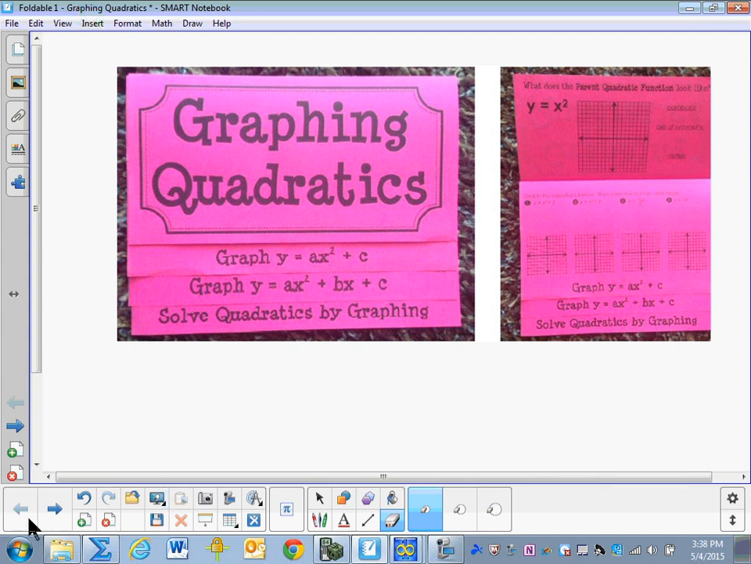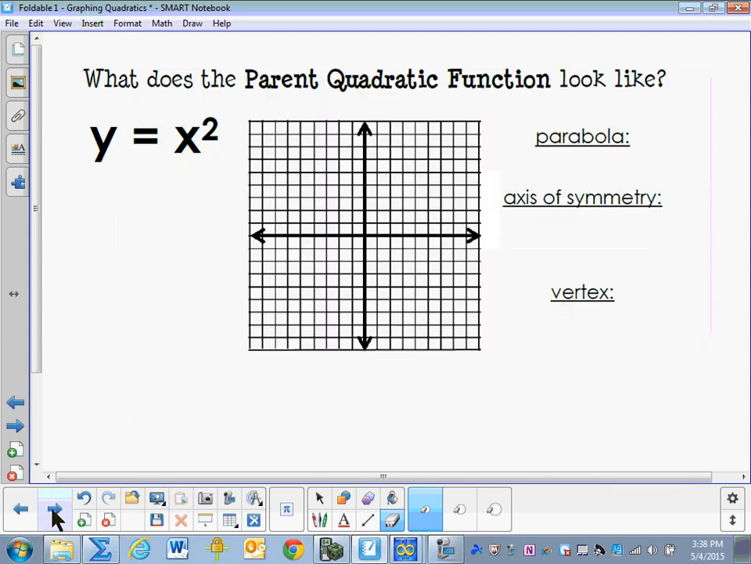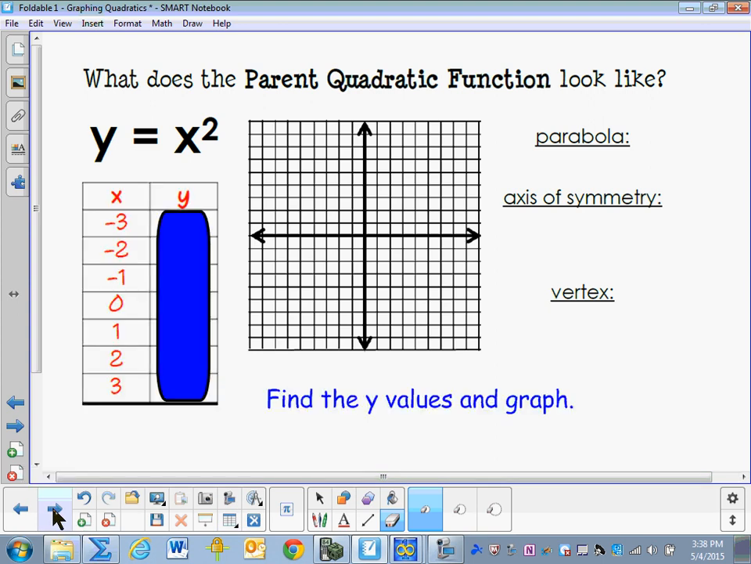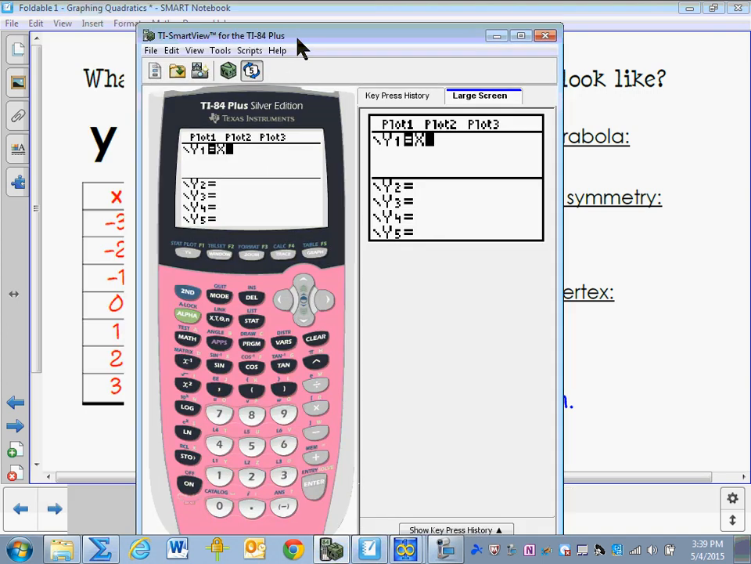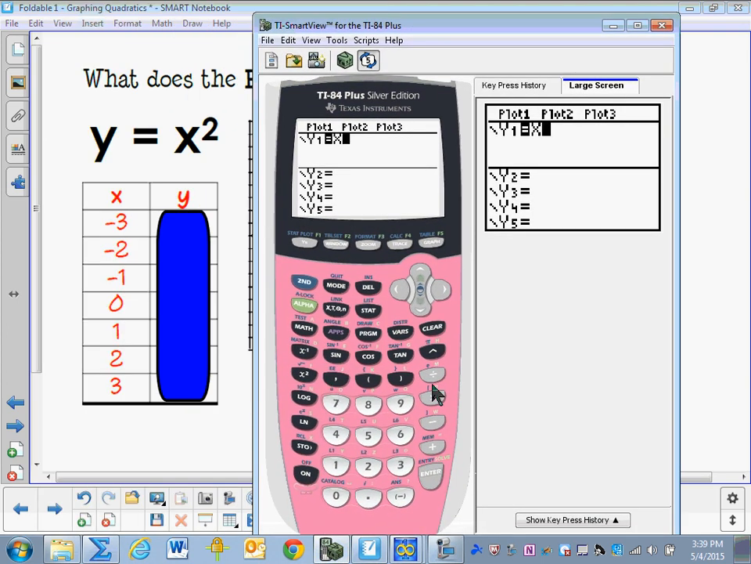Graphing quadratics. What does the parent quadratic function look like? Y equals x squared. Well, when we graph a function, we need a table of values. So here we have some x values. We need to determine the y values. We can substitute the x into the equation to get the y's. But a more efficient and more accurate way would be to use our graphing calculator.